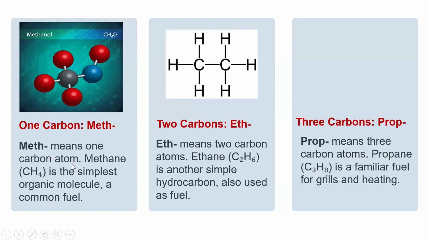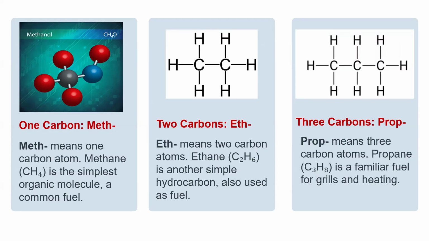Meth means one carbon atom, methane CH4, and this is the simplest organic molecule. And this is a common fuel. 2 carbons, ethane. This is the structure of ethane. Carbon, single bond, carbon, and as you know, carbon is tetravalent, so every carbon will have 3 hydrogens. This is another simple hydrocarbon, very famous. Ethane and methane are very famous. They're also used as fuel. 3 carbons, propane, C3H8. This is a familiar fuel.